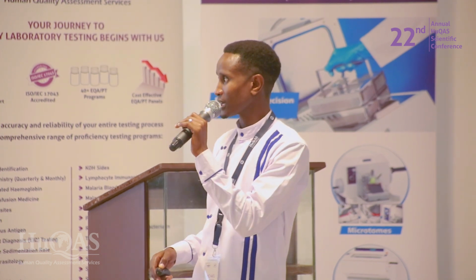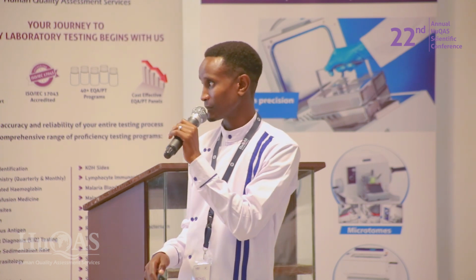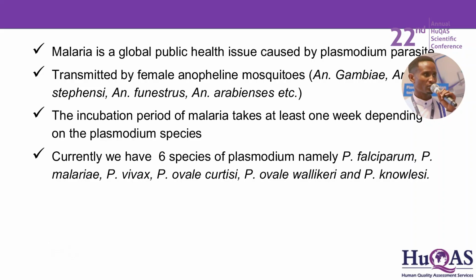So incubation period depends on the species, but at least 1 week is enough to ensure that we are able to detect this malaria parasite. We currently have 6 species of malaria parasites. We have PF, which is commonly known by most of us. And then we have PM. We have subspecies of PO, and now the PV and P-NOLC.